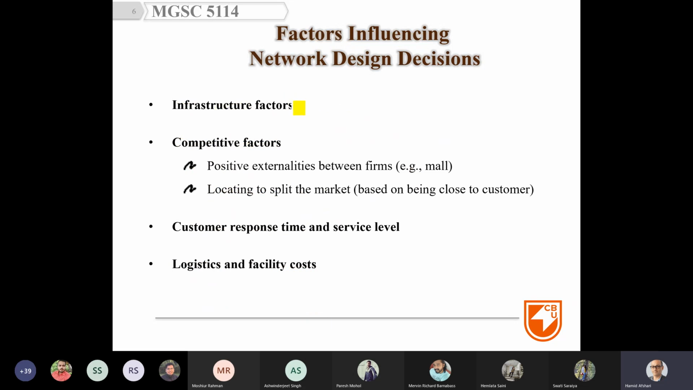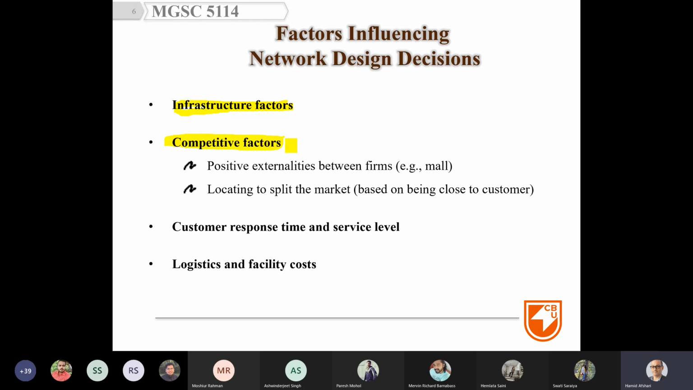Infrastructure factors, okay? If you go to a country or territory or city that doesn't have access to rail, doesn't have a port, doesn't have appropriate roads, or doesn't have access to, let's say, electricity and internet, something like that. So that's another factor.